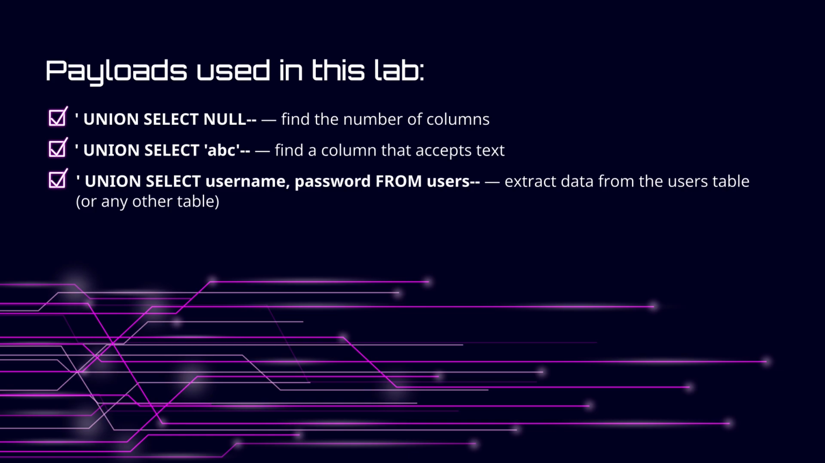Single quote union select null -- helps determine the number of columns. Single quote union select 'abc' -- helps identify which columns accept text values. And single quote union select username, password from users -- is used to extract data from another table.